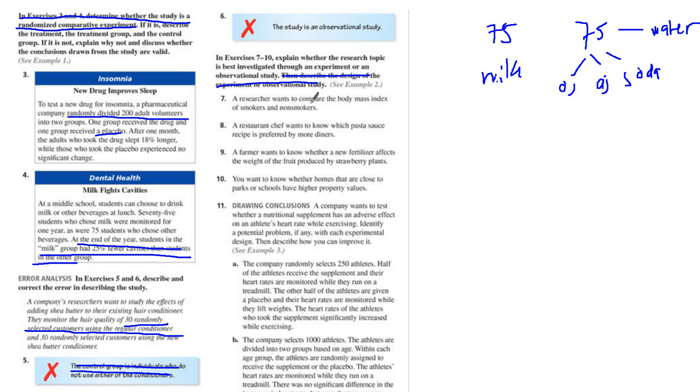That's why. Number 11. A company wants to test whether a nutritional supplement has an adverse effect on an athlete's heart rate while exercising. Identify a potential problem, if any, with each experimental design, and then describe how you can improve it. The company randomly selects 250 athletes. Half of them receive the supplement, and their heart rates are monitored while they run on a treadmill. The other half are given a placebo, and their heart rates are monitored while they lift weights. Automatic red flag right here. Lifting weights and running on a treadmill are not the same variable.